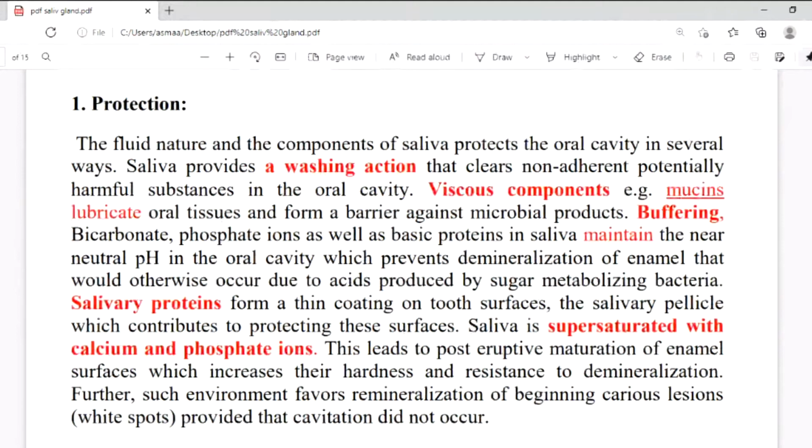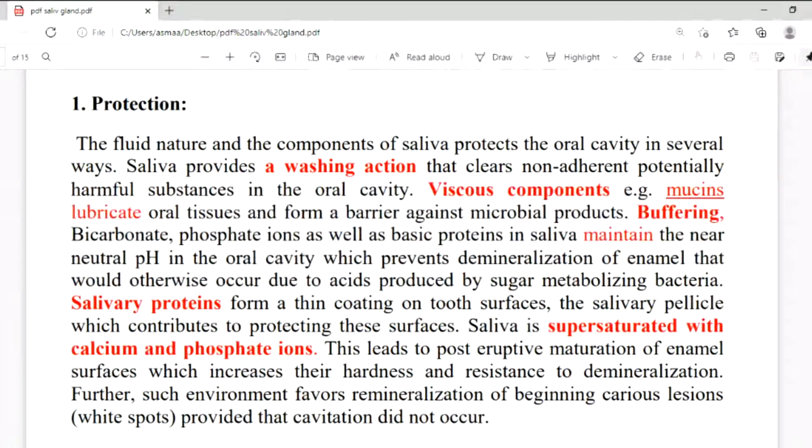And the buffering bicarbonate phosphate ions as well as basic proteins in saliva maintain the near neutral pH in the oral cavity, which prevents the demineralization of enamel that would otherwise occur due to the acid produced by sugar metabolizing bacteria. Salivary proteins form a thin coating on tooth surfaces, the salivary pellicle, which contributes to protecting these surfaces of the tooth.